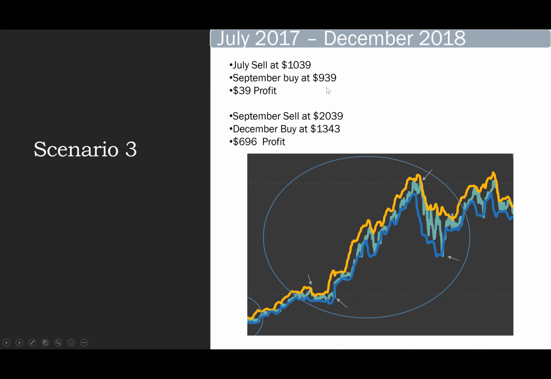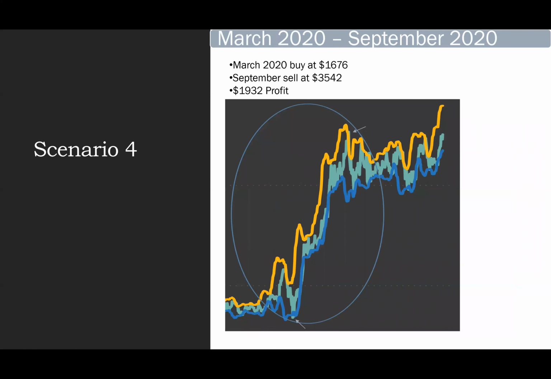However, an interesting fact here is if we would have bought this share in September 2017 at $939 and sold it in September 2018 for $2,039, we would have had a profit of only $1,100 for one share. In this scenario, we could buy in March 2020 at $1,676 and sell it in September 2020 at $3,542, making a $1,932 profit.